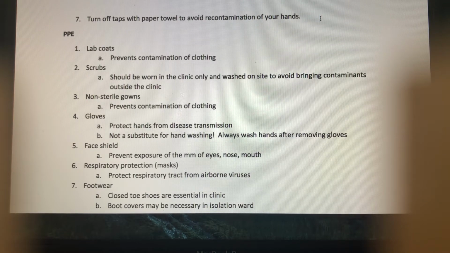There's tons of discussion about masks in the news and stuff lately because of COVID. So you might already have some exposure and knowledge of this stuff.